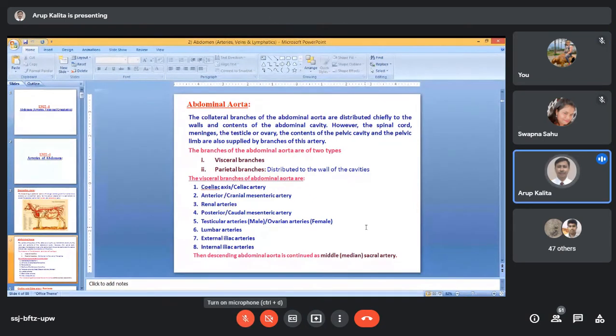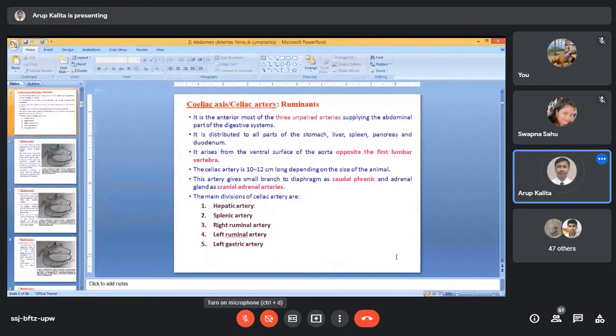Okay. Now, after giving off the internal iliac arteries, what will happen to the abdominal aorta? That descending abdominal aorta will be continued to the sacral region as the median sacral artery or middle sacral artery. In some books it is written as median sacral artery, and in some books as middle sacral artery, but not medial. It is median sacral artery. Now, one by one, we have to go through it.